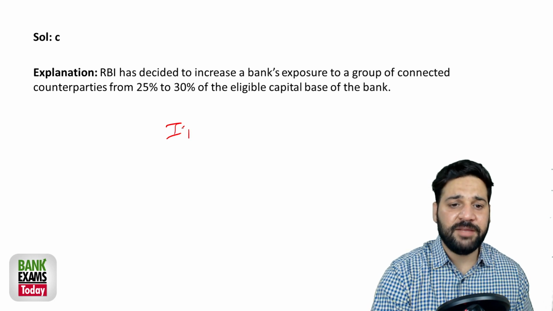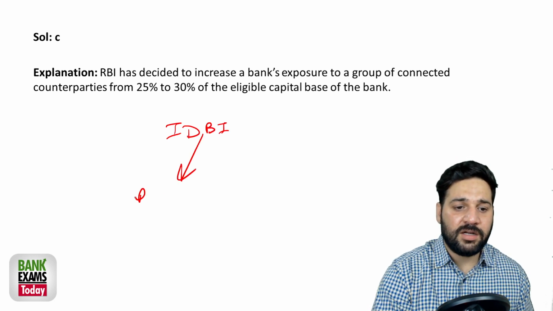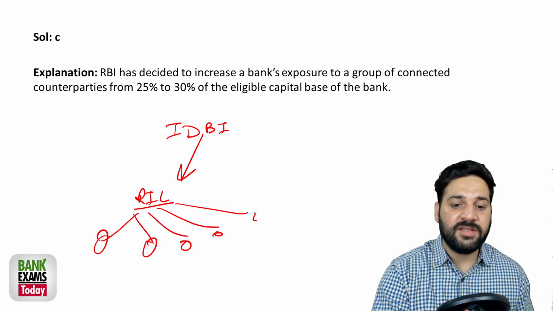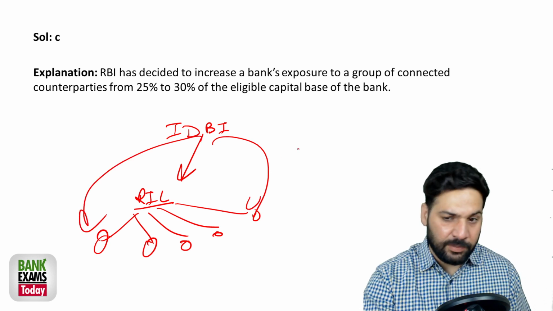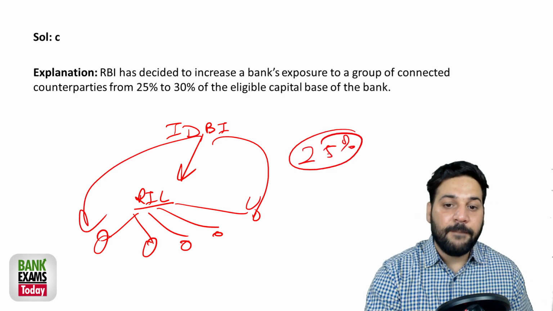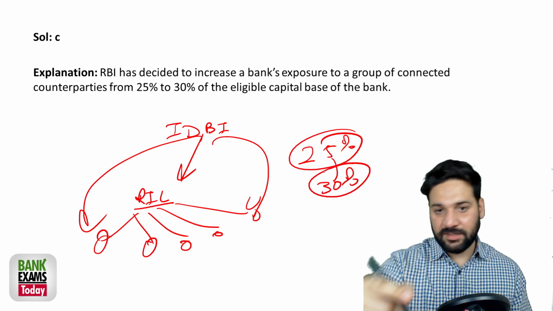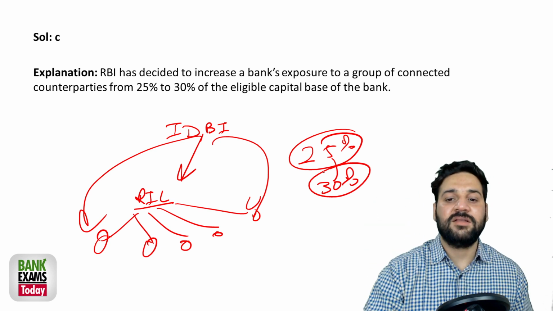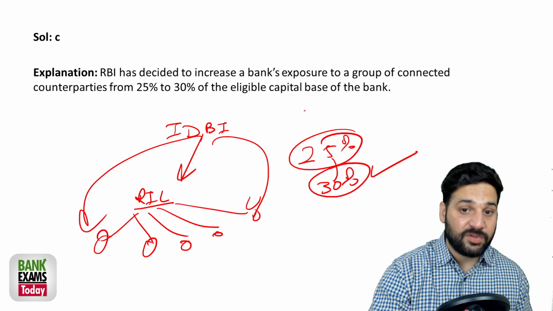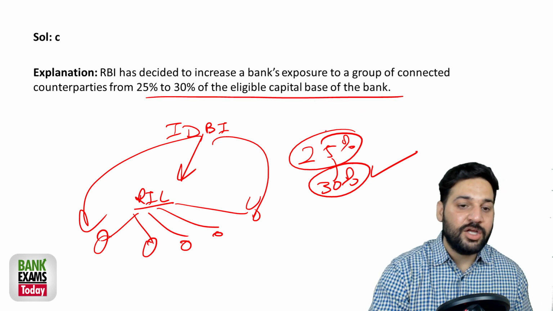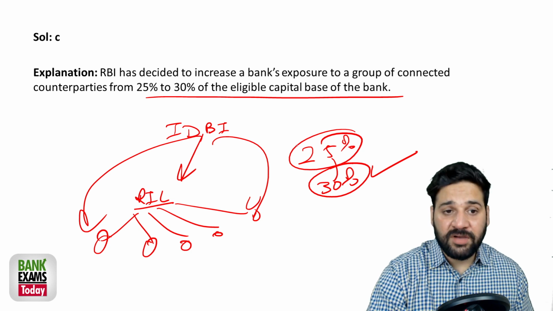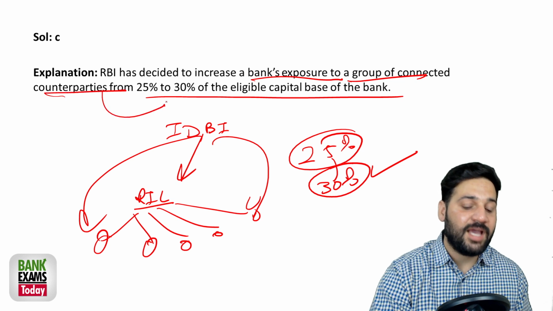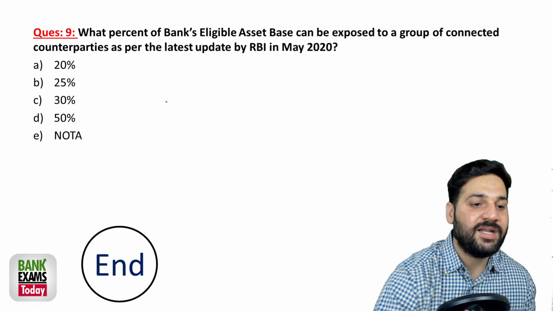See students, if there is IDBI Bank and it gives a loan to Reliance Industries Limited, Reliance has a lot of companies. So if IDBI is giving loans to these companies, the maximum loan that IDBI can give is 25%. But now that limit has been increased. But I guess there is a time limit as well. It is, I guess, 31st of July. I'll confirm it. Till that date, the limit has been increased to 30% of the eligible capital base of the bank. So under the large exposure framework, the bank's exposure to a group of connected counterparties can be 30% instead of 25%.